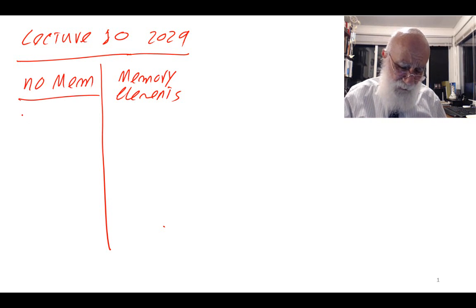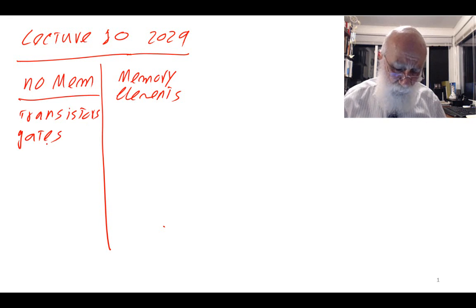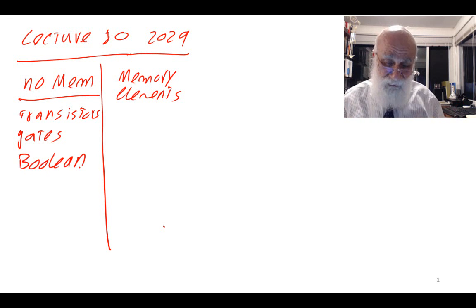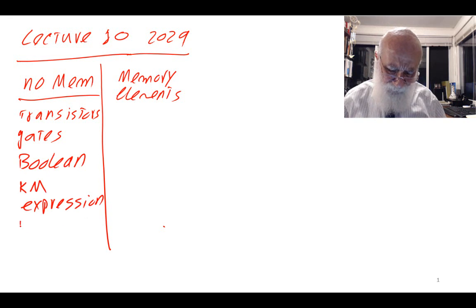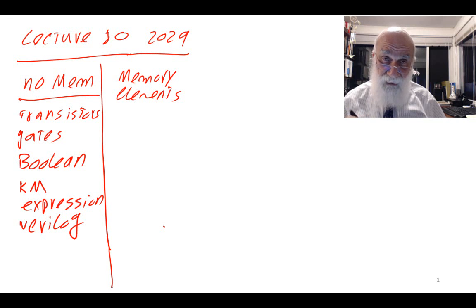We started with transistors. Then we put them together into gates. When we talked about methods of doing gate level design, such as Boolean, we said we need something a little bit more systematic, and we looked at Karnaugh maps. And then we came up with expressions. And then we did Verilog. And then we also did packages, something like multiplexers and things.